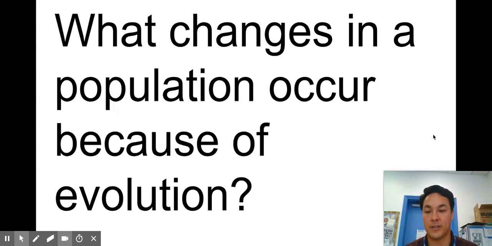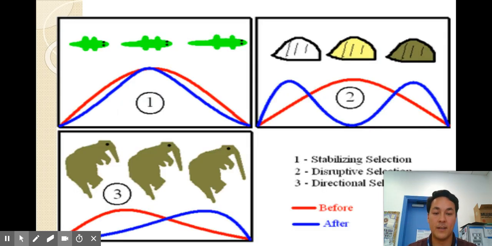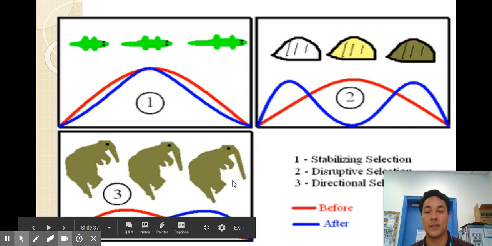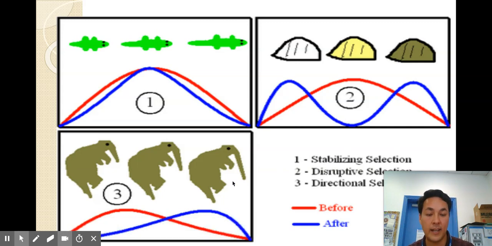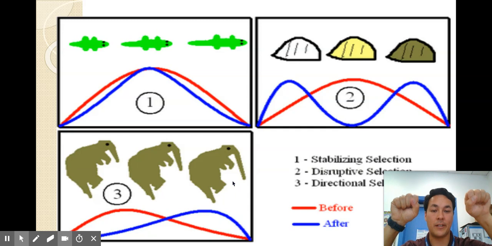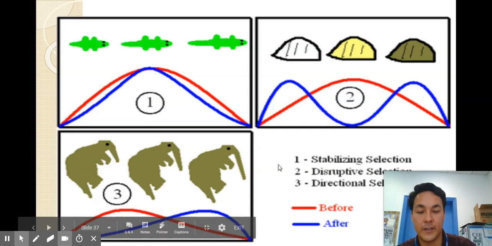So what changes in a population occur because of evolution? Well, we went over 3 of them: stabilizing selection, disruptive selection, and directional selection. What's important about these, right? They're polygenic. They act upon things that are controlled by many genes, so it's going to change the population over time. And if 2 populations are geographically isolated, you might get speciation. So let's go over each of these.